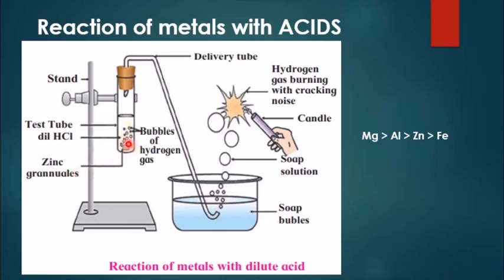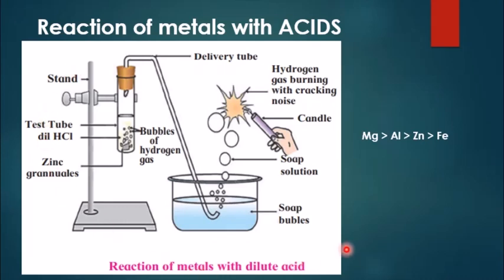Now what happens when you add the zinc granules into it and you close the entire apparatus? As soon as you add the zinc granules, you will see that bubbles of hydrogen gas are formed. This hydrogen gas is released and passed through this tube, and from here you get the bubbles, and these are the soap bubbles. And if you have to test what is inside these bubbles, you can take a candle, and you will see that hydrogen gas burns with a cracking noise. So this is the experiment that we are doing.